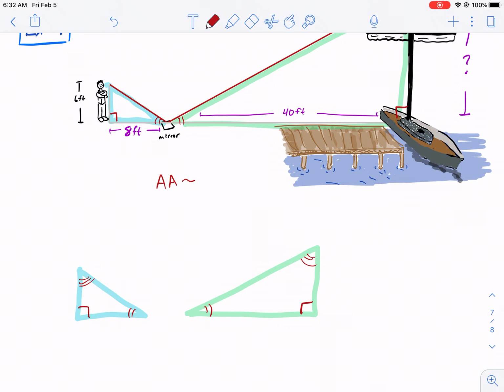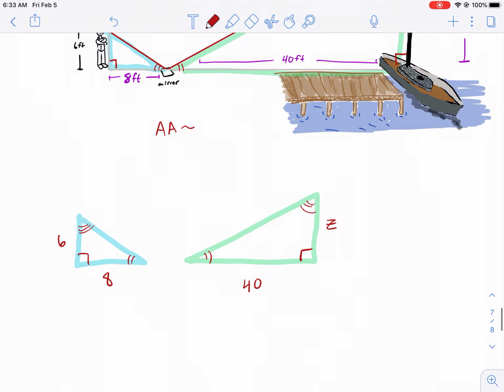Okay, now let's get back to the problem. So we have this is 6, this is 8. This is 40, and this is unknown, so we're not going to use X, we're going to use Z. How about that? So we're going to use Z. Or, I got a better one. M. Sorry to make you erase, but M for mast.